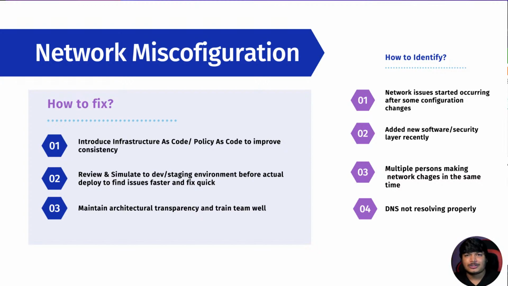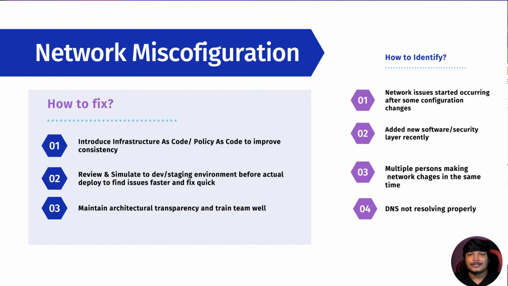Somehow you make some changes and the communication broke between the services. Then what? It's a disaster. So there's a reason. There could be a number of reasons. Most popular again, networks: recent changes got something bad. You add a new layer of security or software, then things can get bad. Multiple persons making the same change at the same time can be a bad thing. Or DNS, like these are the ways to find out.